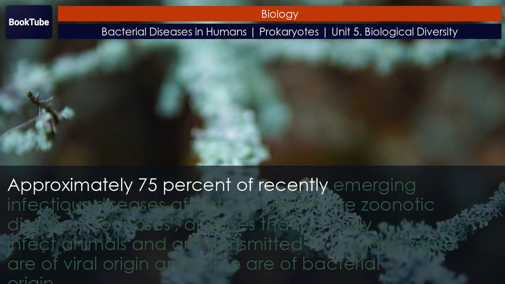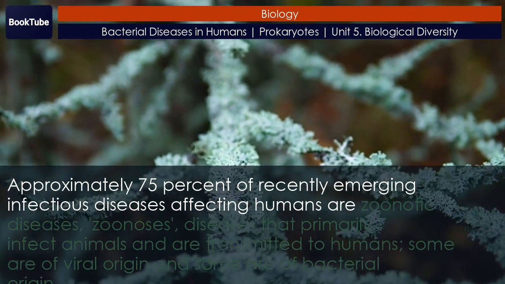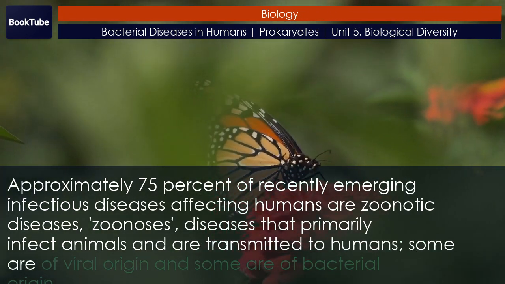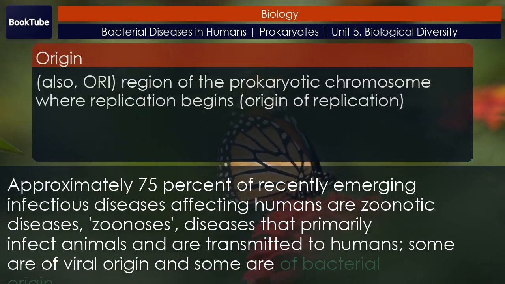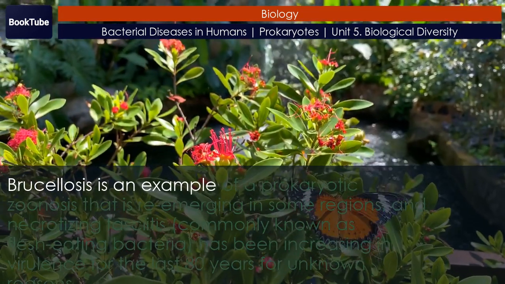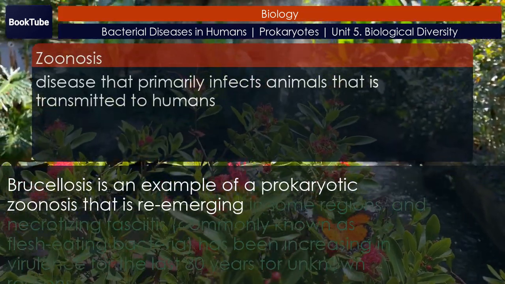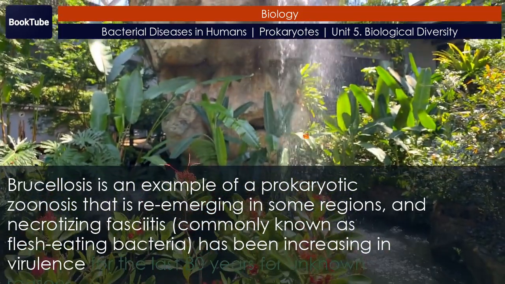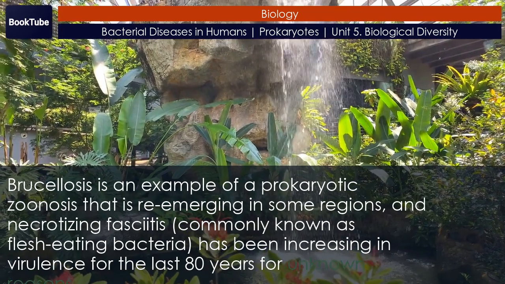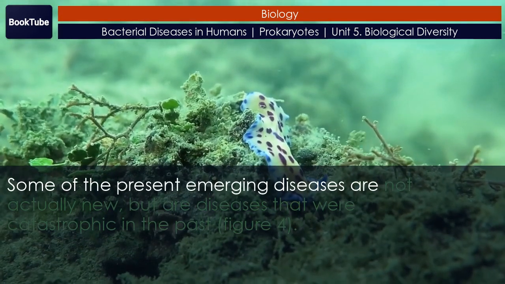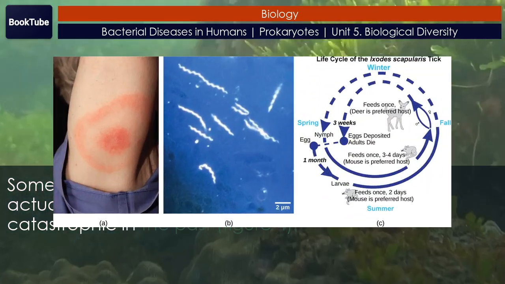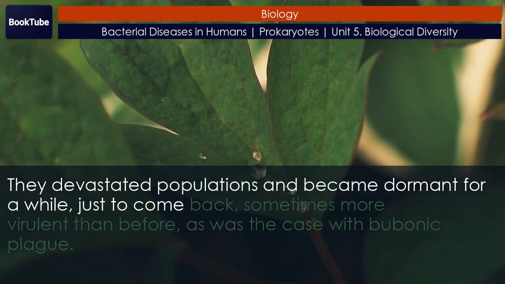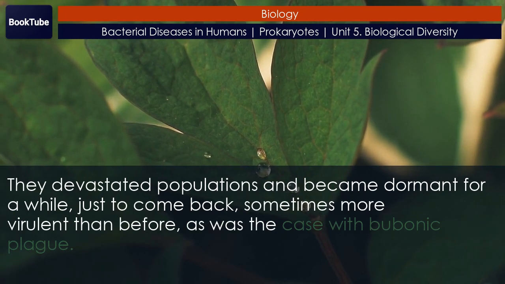Approximately 75% of recently emerging infectious diseases affecting humans are zoonotic diseases. Zoonoses are diseases that primarily infect animals and are transmitted to humans. Some are of viral origin and some are of bacterial origin. Brucellosis is an example of a prokaryotic zoonosis that is re-emerging in some regions. And necrotizing fasciitis, commonly known as flesh-eating bacteria, has been increasing in virulence for the last 80 years for unknown reasons. Some of the present emerging diseases are not actually new, but are diseases that were catastrophic in the past. Figure 4. They devastated populations and became dormant for a while, just to come back, sometimes more virulent than before, as was the case with bubonic plague.